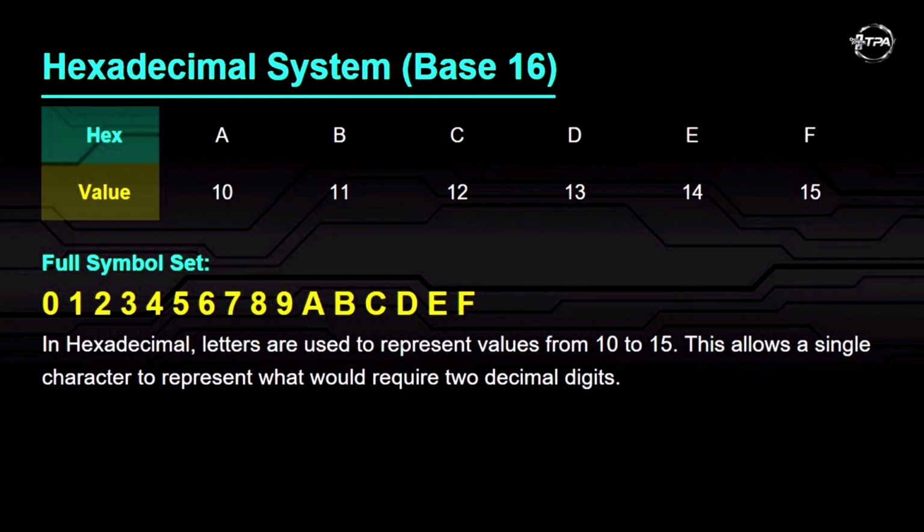Hexadecimal system. Hexadecimal system has base 16. It uses digits 0 to 9, and letters A, B, C, D, E, and F. These letters represent decimal values from 10 to 15. This system allows large numbers to be written in a compact way.